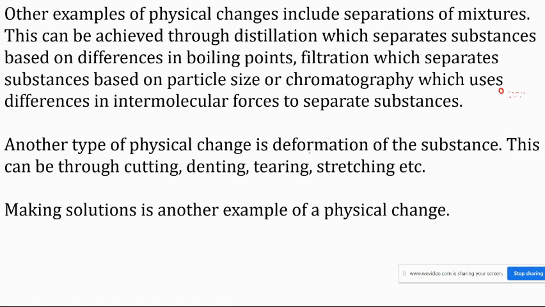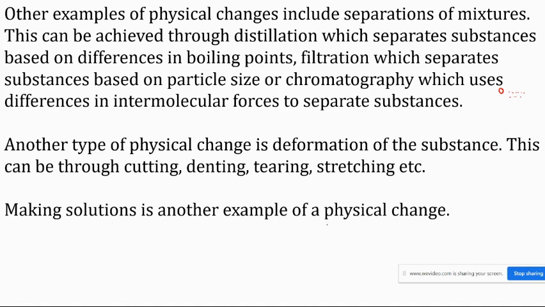So, other types of physical changes, then: deformation of the substance. You can cut, you can tear, you can dent, you can stretch. We talked about malleability in terms of metals. We've talked about ductility in terms of metals, where they stretch it out into thin wires.